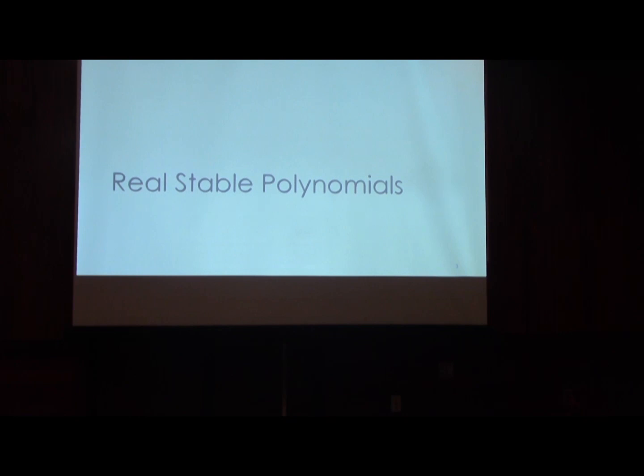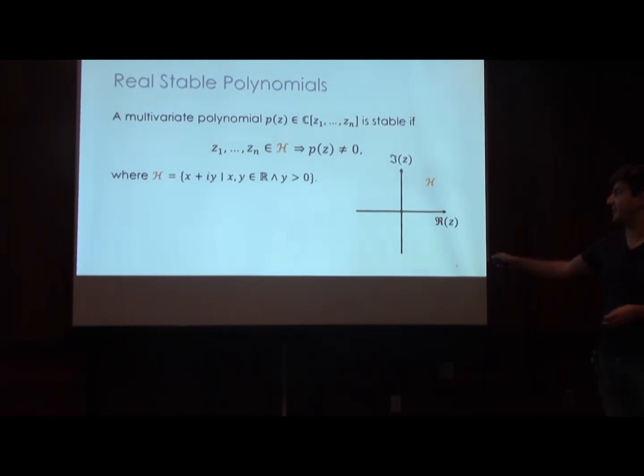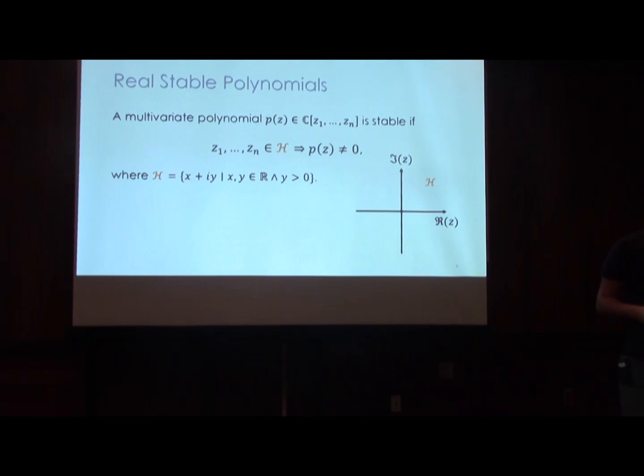Okay, so the first part, real stable polynomials. So this is the slide that we have to be very slow on, because I'm going to be using this definition for the rest of the talk. So let's say we have a multivariate polynomial. It has n variables, and the coefficients can be complex. I'm going to call it stable if whenever you plug in numbers in the upper half plane of the complex plane, so numbers with positive imaginary parts, you don't get a zero.